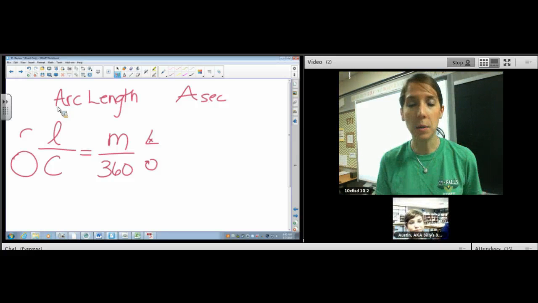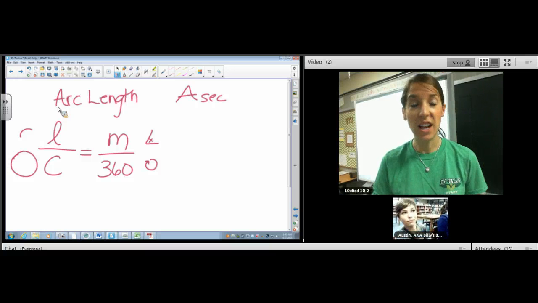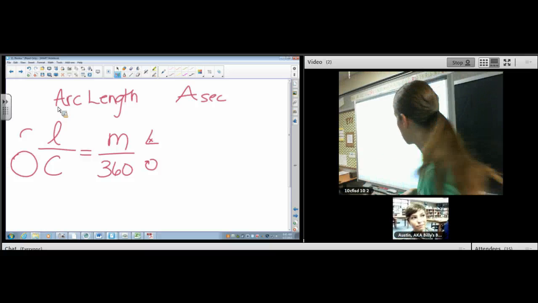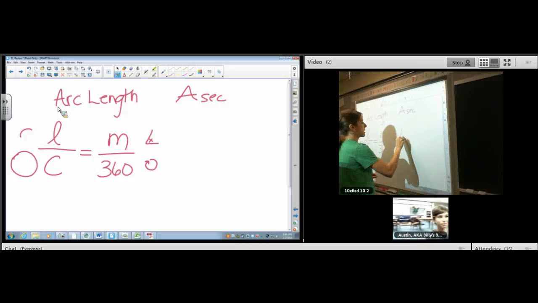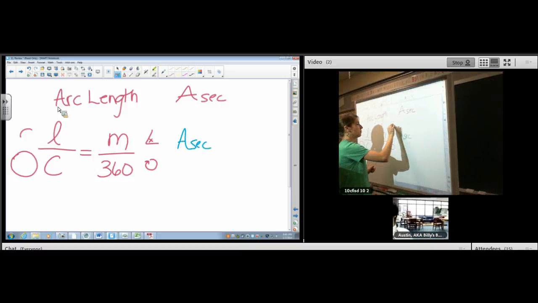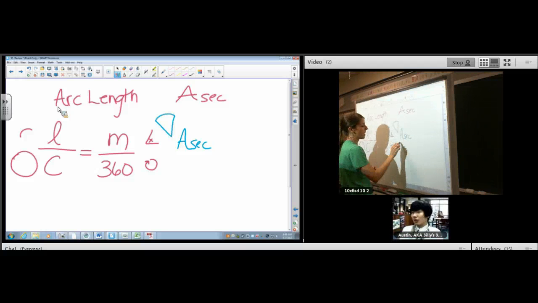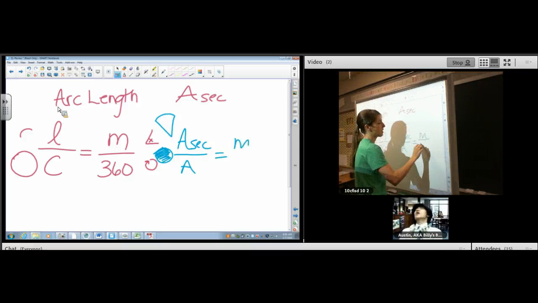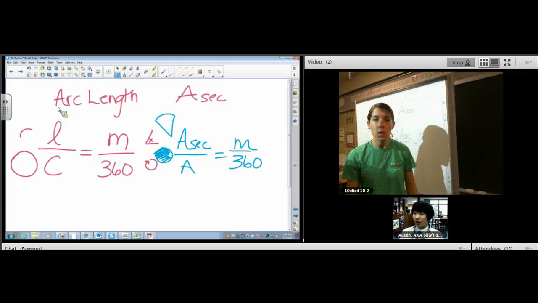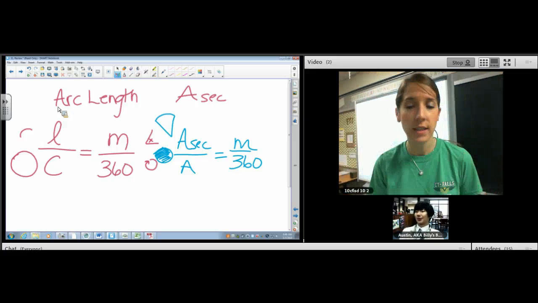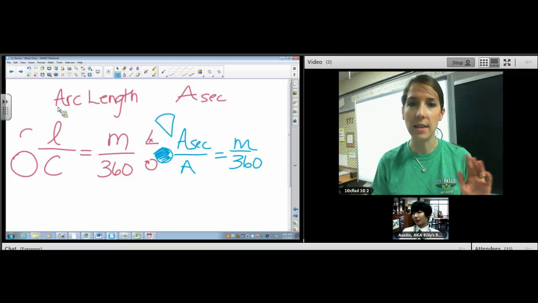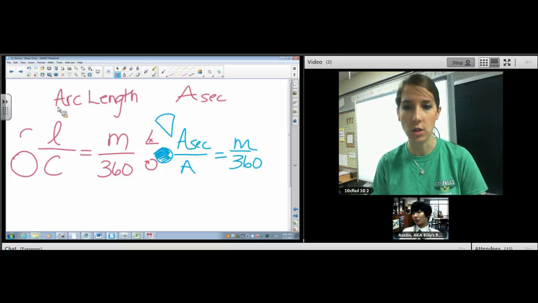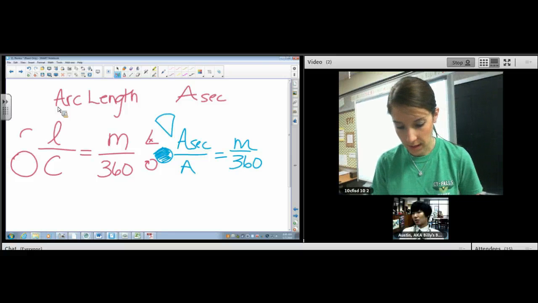Then we took that exact proportion and we just adjusted it for 2D instead of 1D. So for 2D, we've got area of a sector, looks like that, a piece of pie, over the area of a whole circle equals same thing, m over 360. So remember that one side of the formula is not going to change. M over 360 is going to be the same whether you're in 1D or 2D. So that's what we learned first. Okay?